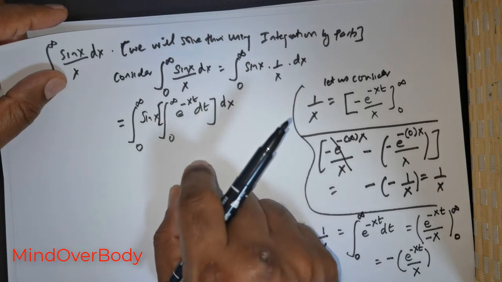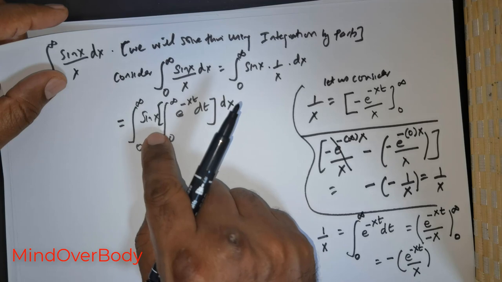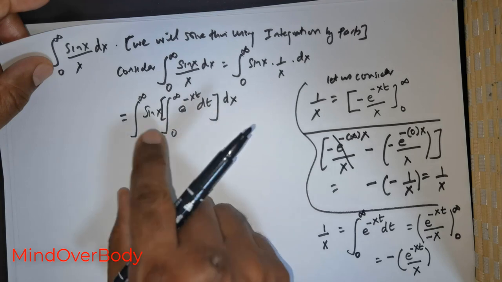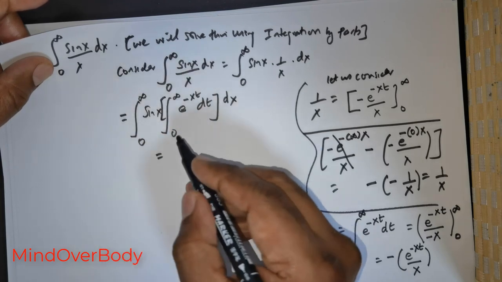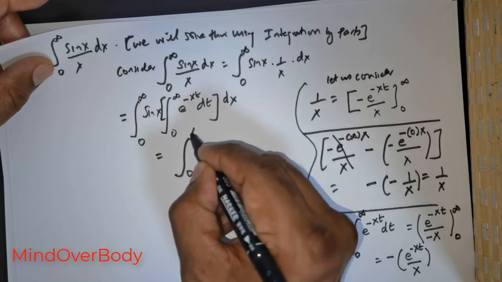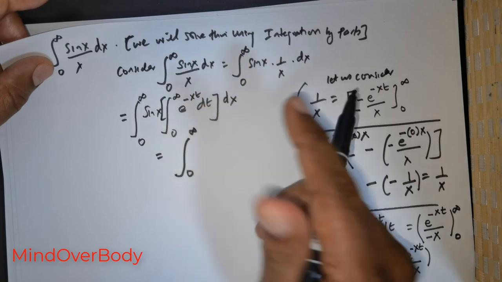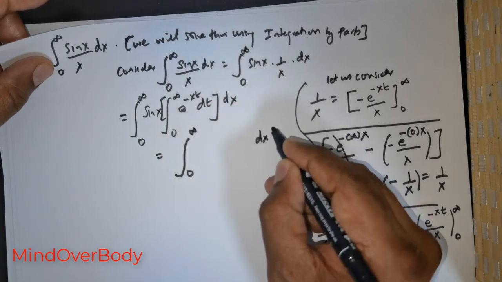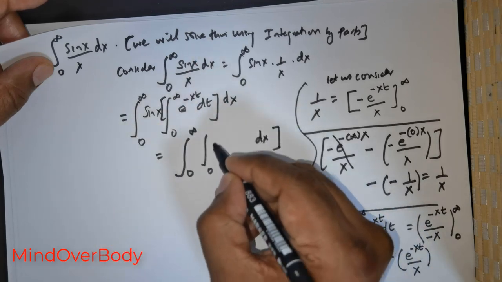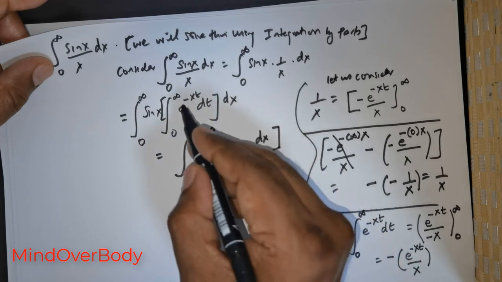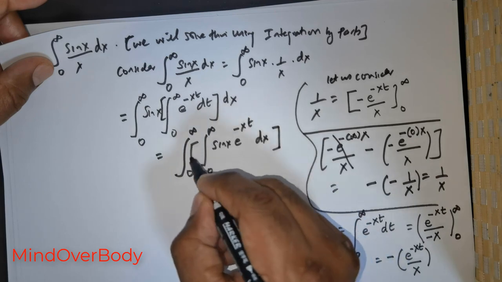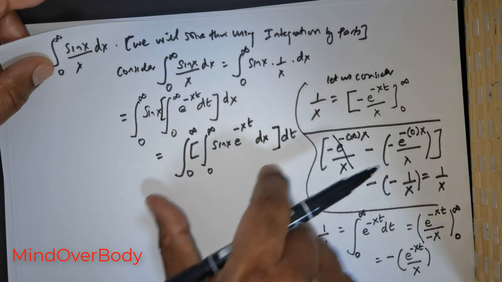To change the order of integration, the integrand must be continuous. Clearly these two are continuous functions, so because of that fact, I can shift the order of integration. I would like to move this out, 0 to infinity, and flip this, so this is going to be dx, right? And bring this inside. So this is going to be the integral from 0 to infinity of sin x times e raised to the power of negative x times t, and you place dt outside. So this is what we have got.